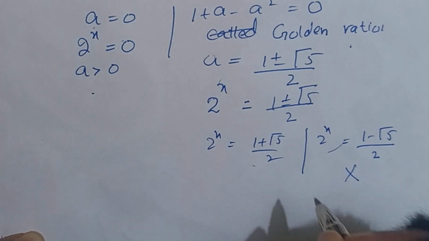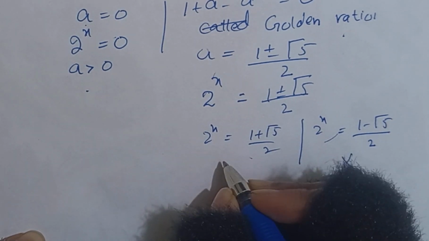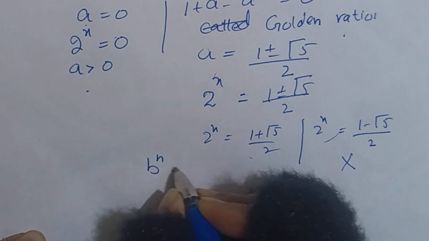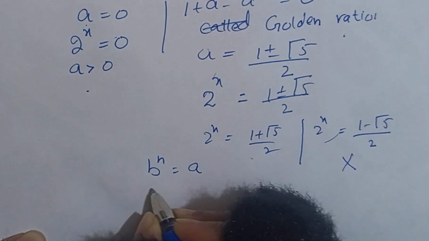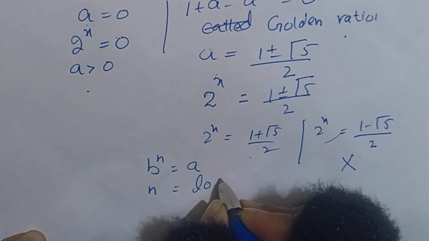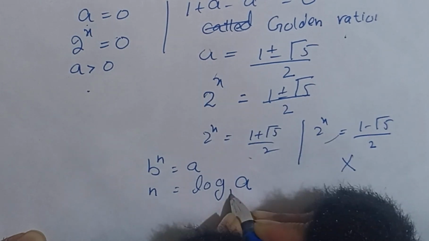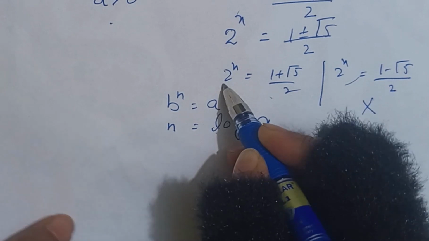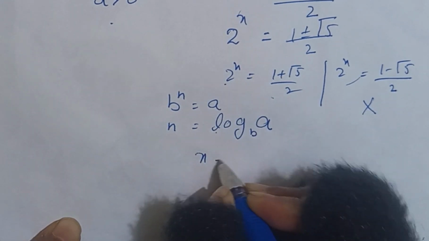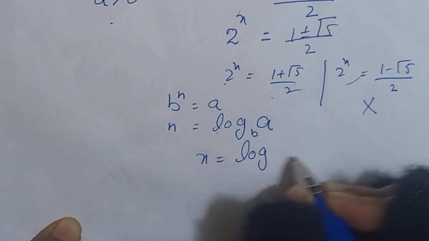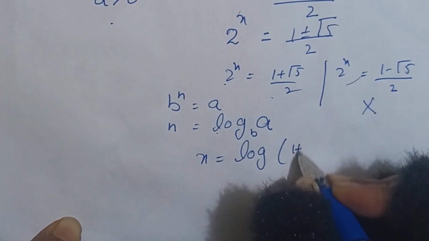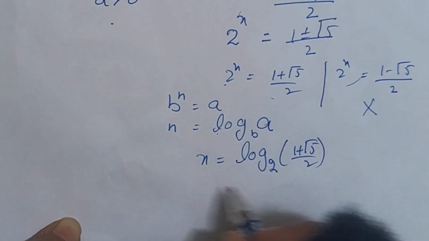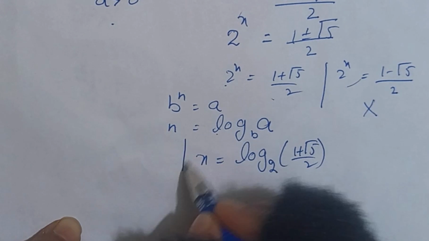Now look at this. Here we use our exponent property, which is, as we know, b raised to the power n is equal to a, and this is equal to n is equal to log a with base b. And if we apply this property on this value, then we get x is equal to log of 1 plus square root of 5 over 2 with base 2. And this is the real answer of x in our question, and we have done.